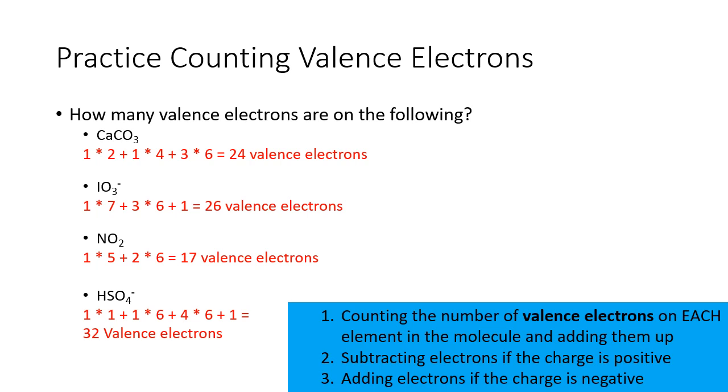For nitrogen dioxide, we have 1 nitrogen times 5 valence electrons, plus 2 times 6, which is equal to 17. And finally, for bisulfate, we have 1 times 1 for the hydrogen, 1 times 6 for the sulfur, and 4 times 6, plus 1 for the charge, gives a total of 32 valence electrons.